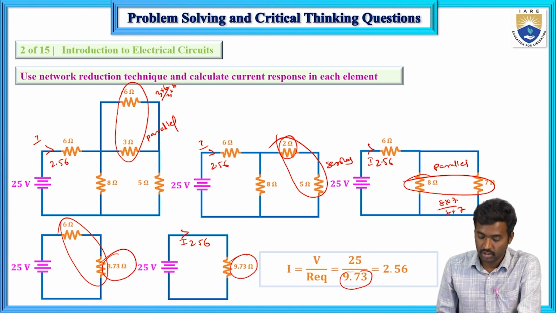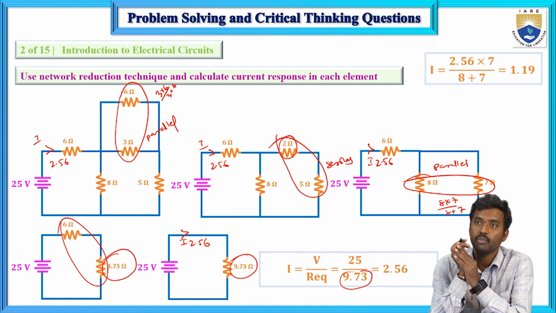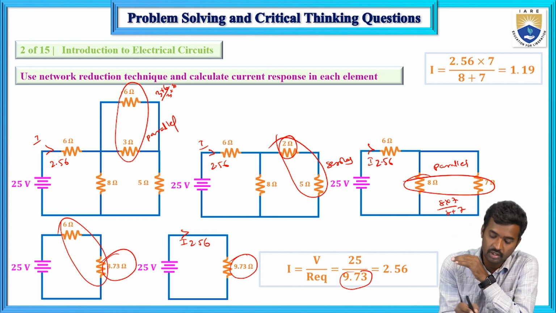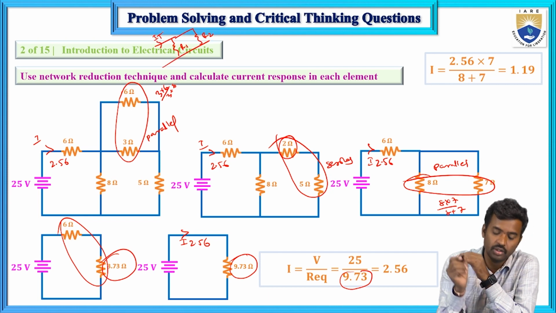Here, first we can use the current division formula. The total current is 2.56, and these two are parallel branches. So if two resistors are connected in parallel and the total current is given, that formula I am writing here. This is R1 and this one is R2, and this is the total current IT.